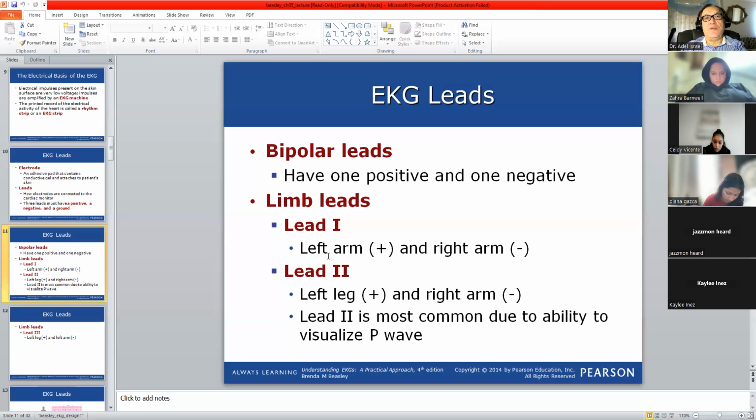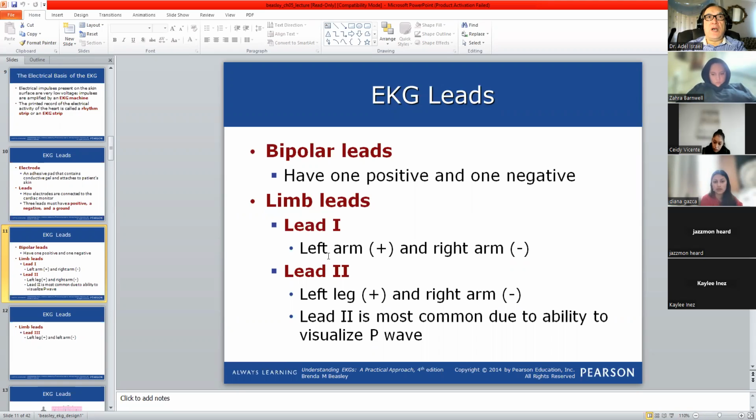So don't get confused. But the left arm can be positive, can be negative. So again, the right arm is negative all the time, the left leg is positive all the time, but the left arm is the only one to be changed from positive to negative according to the leads. I need you to save this information. It is an easy question to be answered in your certification exam.